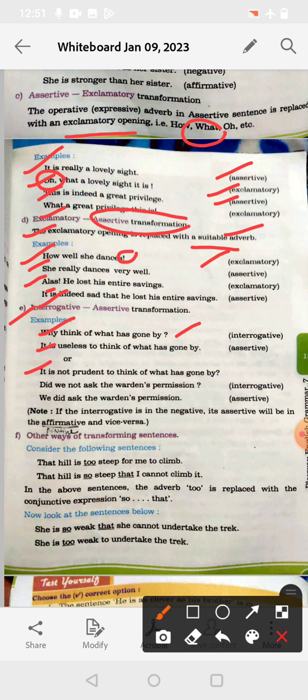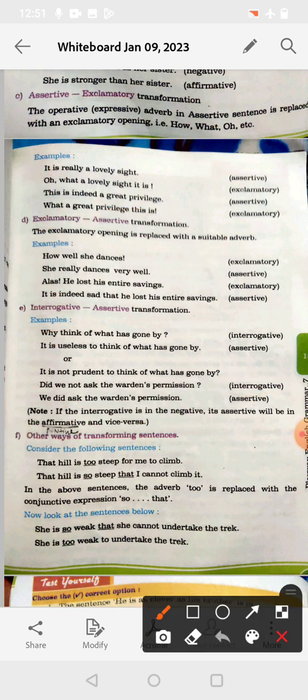Okay, now this sentence is different. Why it is different, I'll tell you. Did we not ask the warden's permission? In this, you can notice that in the interrogative sentence, not is there. Means this is a negative interrogative sentence. So if the interrogative is negative, the assertive will be positive. Like here, did we not ask the warden's permission? When we change it to the assertive one, we will remove not, and the sentence will be in positive form. So it will be, we did ask the warden's permission, right?